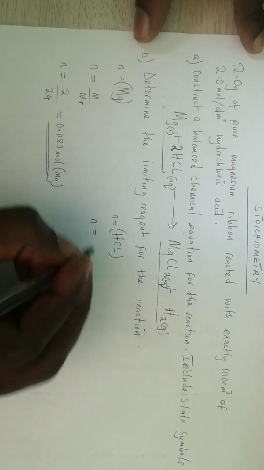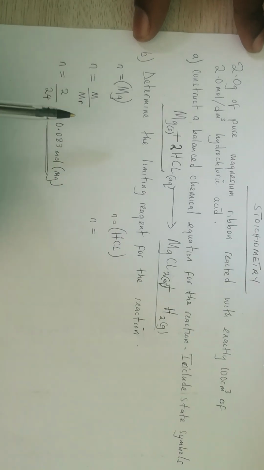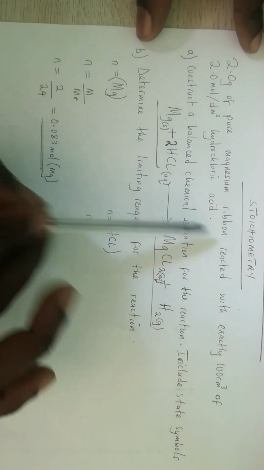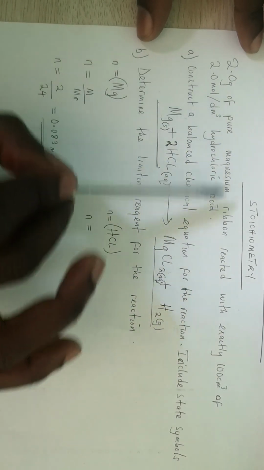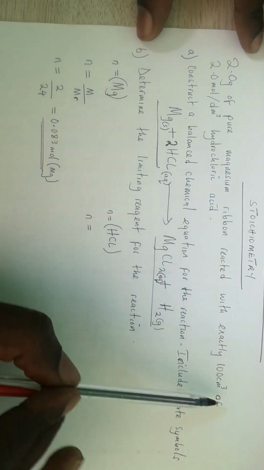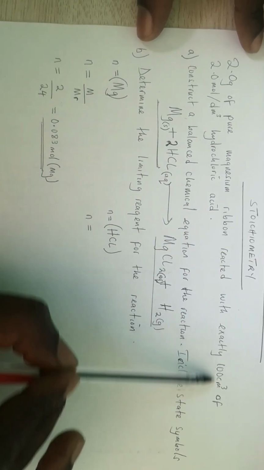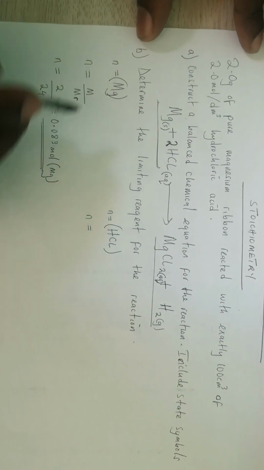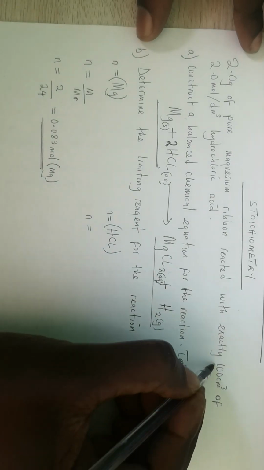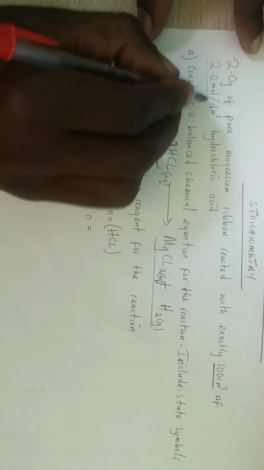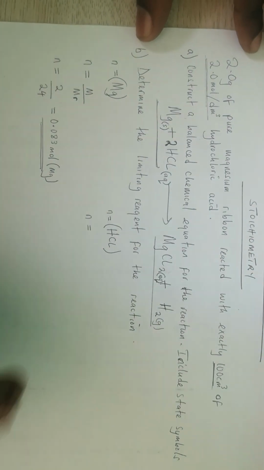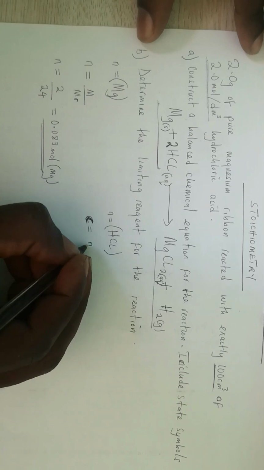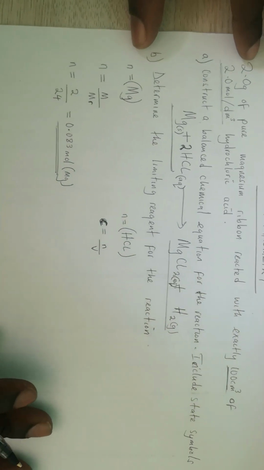Number of moles is equal to, but in this case, let's check the question. From the question we have been given magnesium ribbon reacted with exactly 100 cubic centimeters of 2 mole per cubic decimeter hydrochloric acid. So we are not going to use this formula. In this case, since we have been given the volume of the acid, we have also been given the concentration. So we are going to use this formula. Concentration is equal to number of moles over volume. That's the one that we are using.